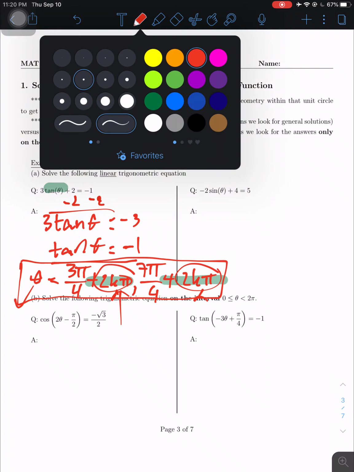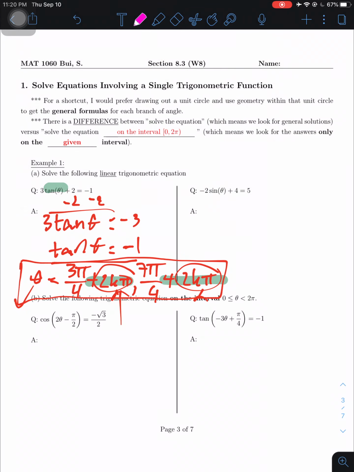Okay, let me put it in pink so that you don't get confused. So now the problem is asking us to solve the following equation on the interval from 0 to 2 pi. Okay, so I told you guys from before, if we have this restriction in here, that means your angle has to be within 0 to 2 pi, right? It cannot pass 360, and it cannot be less than 0, in the sense that it cannot be negative, and it cannot be bigger than 360, okay?